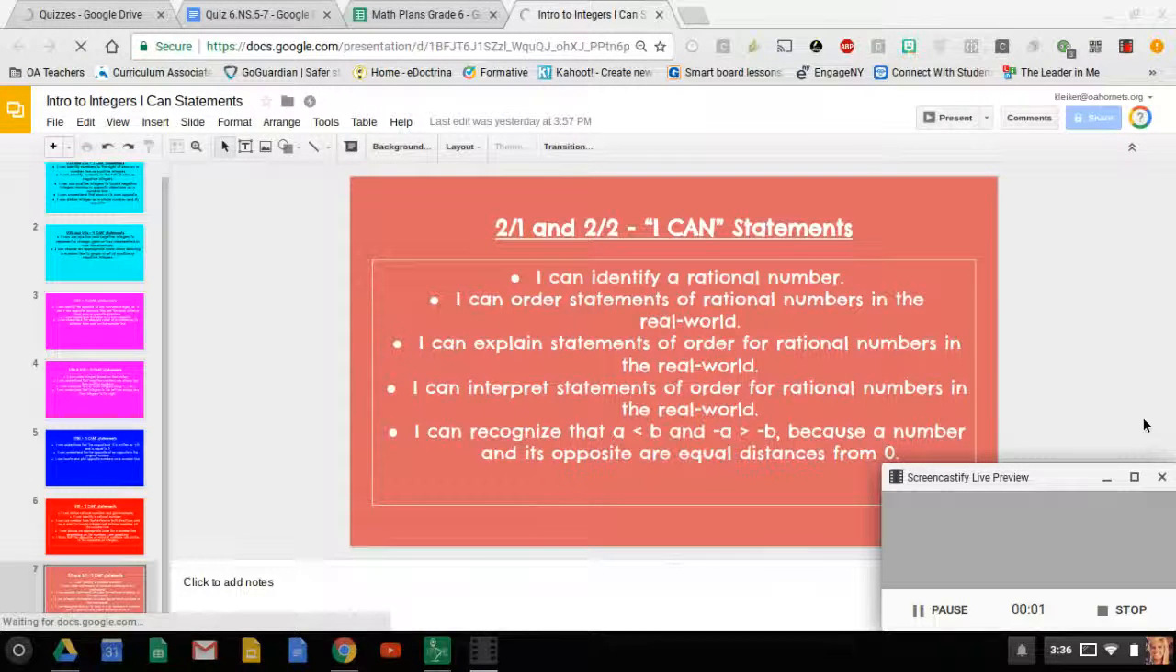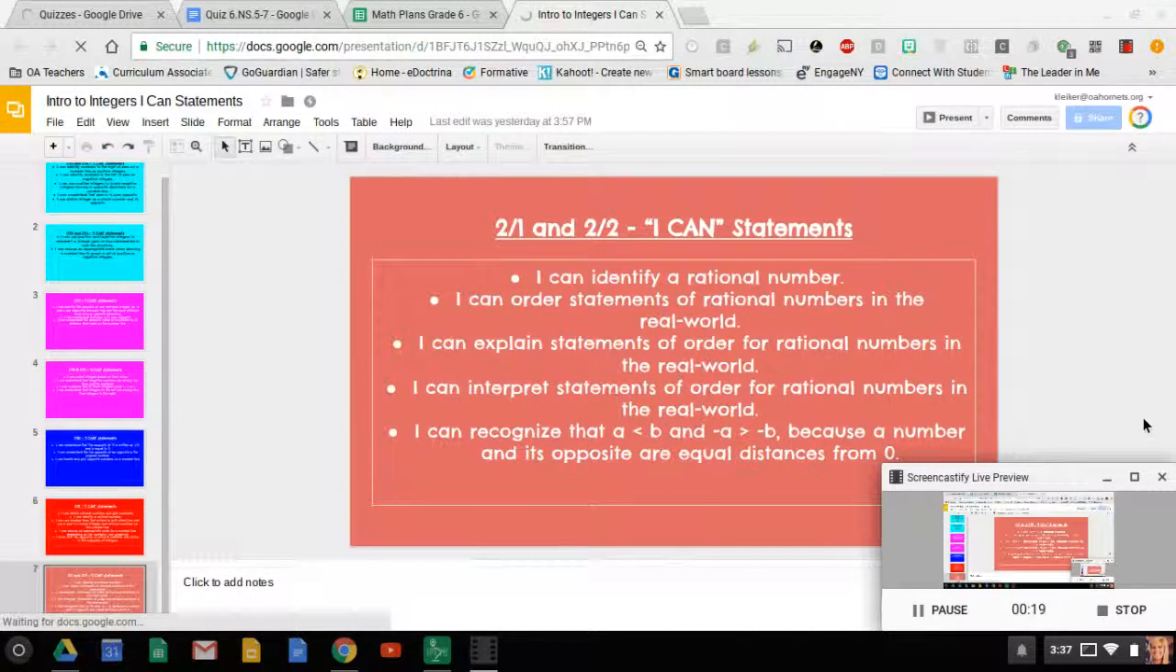Hello, everybody. We are going to continue our learning of ordering integers and other rational numbers today in class and continue in our same packets that we worked in yesterday. So I'm going to start off just by refreshing your memories of the I can statements.